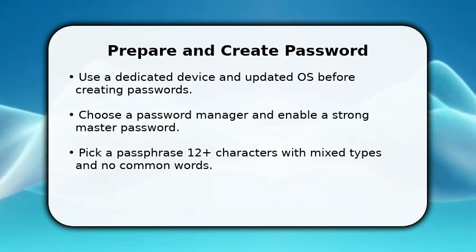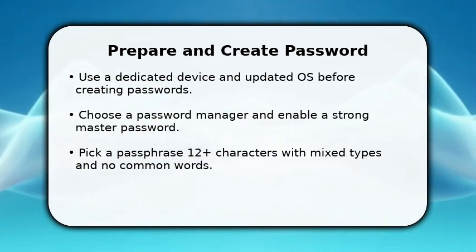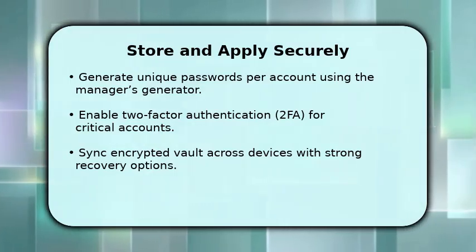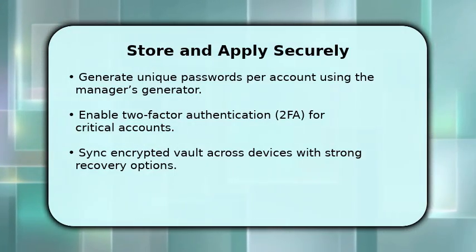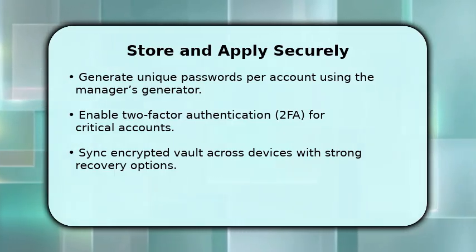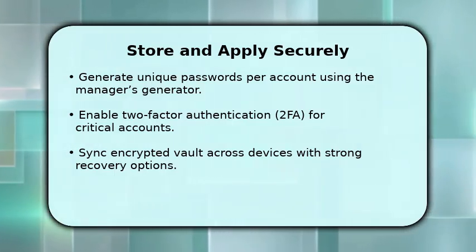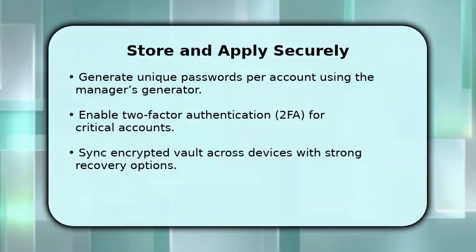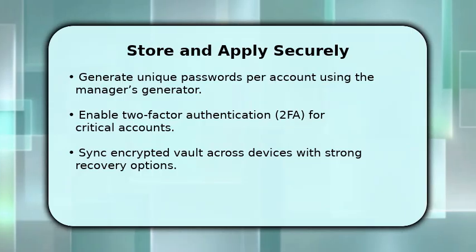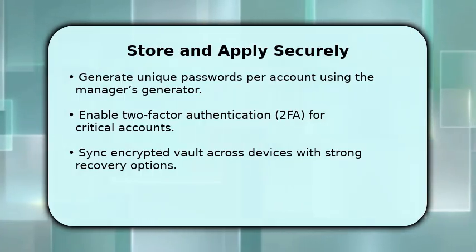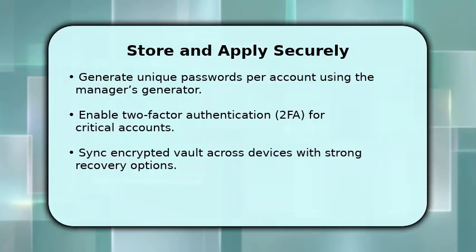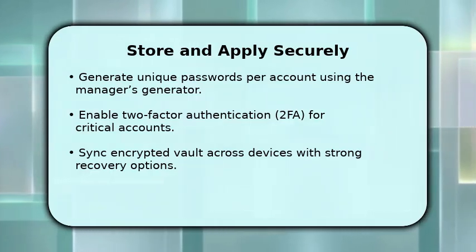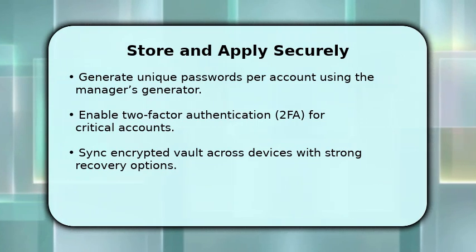Now you generate and store credentials. Use the manager's generator to create a unique password for each account and save it in an encrypted vault. Then enable two-factor authentication on email, banking, and primary accounts to add a second layer of protection. Make sure the password manager syncs across your devices securely and set a recovery method like a hardware key or printed recovery code. You do this because unique passwords plus 2FA stop credential stuffing and reduce impact if one site is breached.